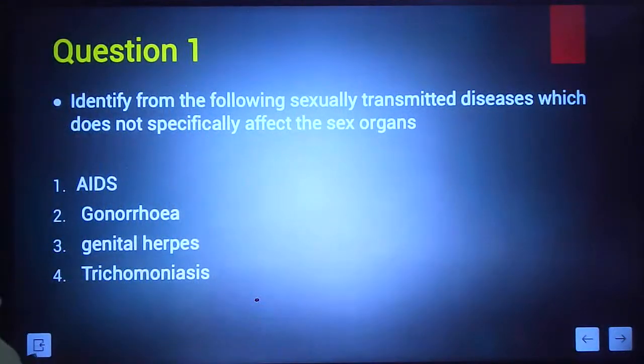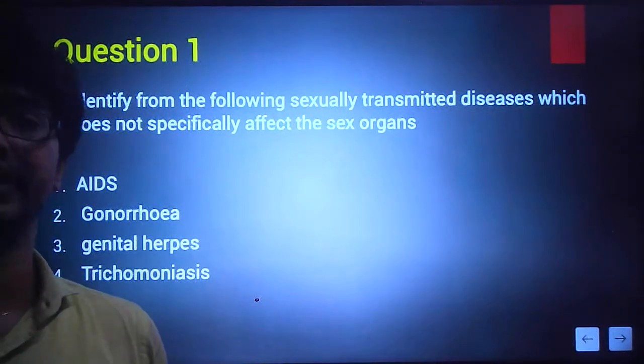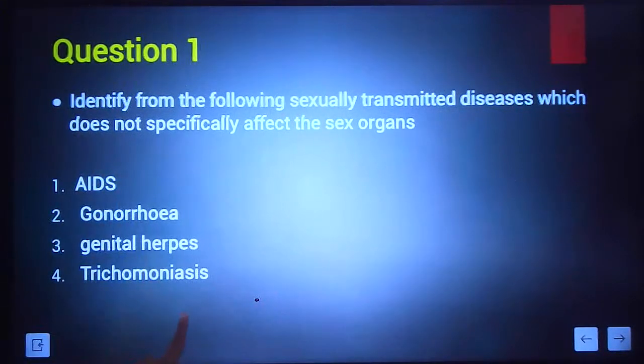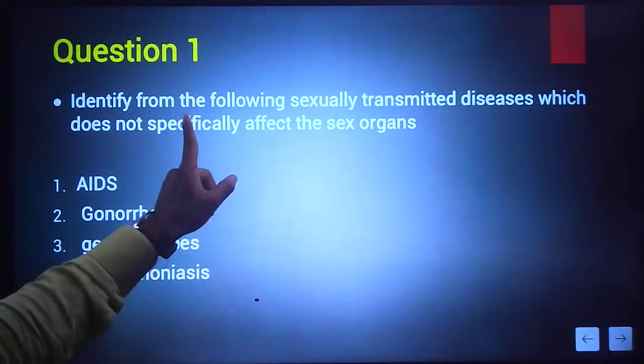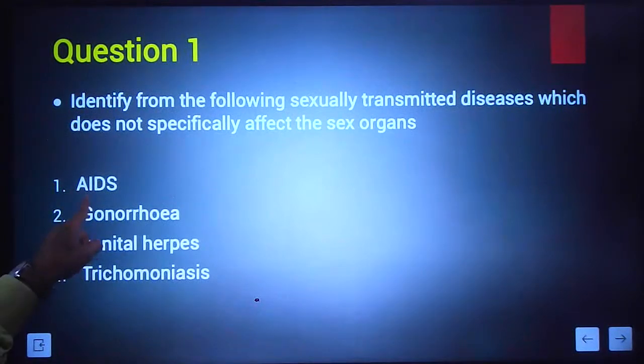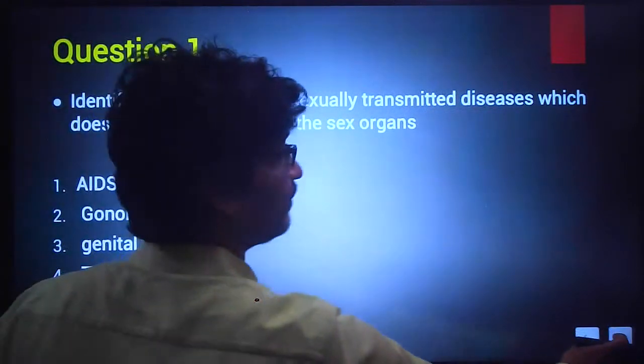So by this we are completing the first part, this particular chapter. Now we move to the questions. Question 1. Identify from the following sexually transmitted diseases the one which does not specifically affect the sex organ. It is a sexually transmitted disease, but which will not affect the sex organs. Which is the correct answer? Option 1 is the correct answer. So AIDS will not specifically affect the sex organ. So we're done with 1.